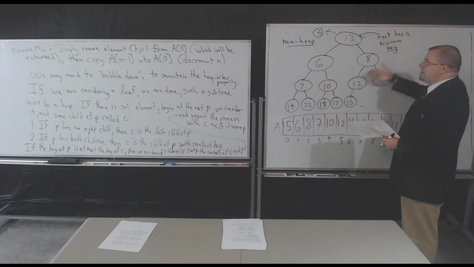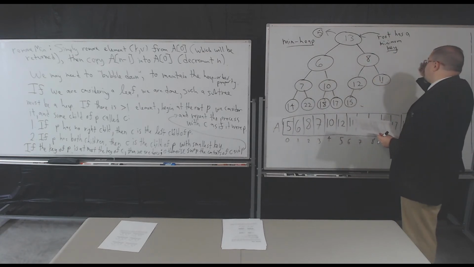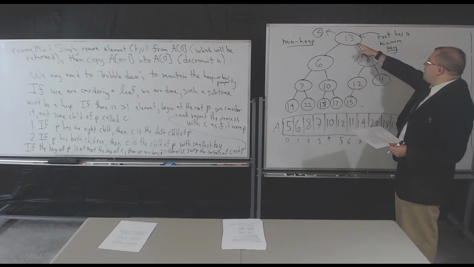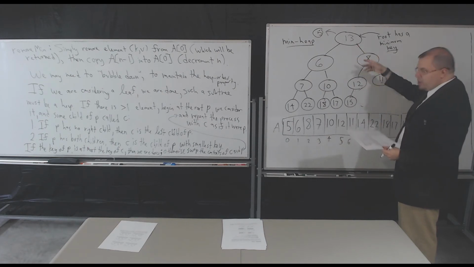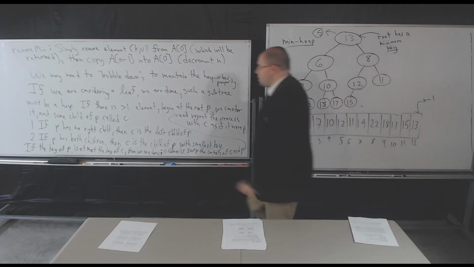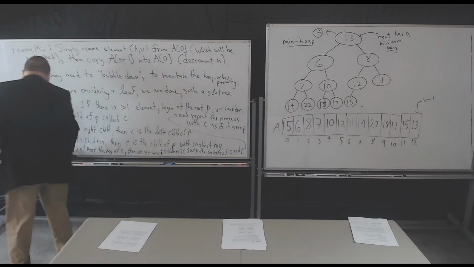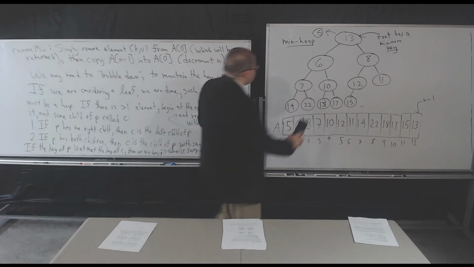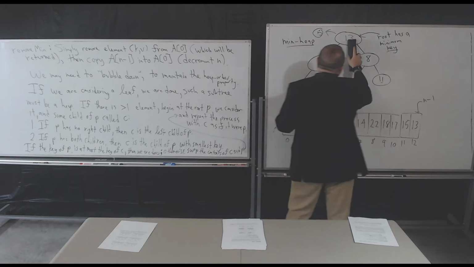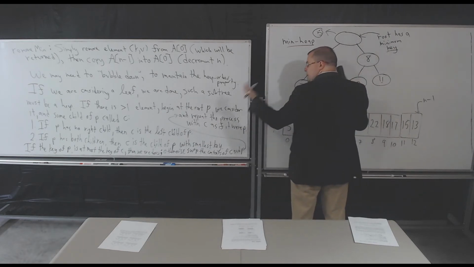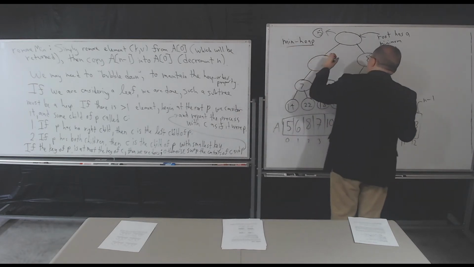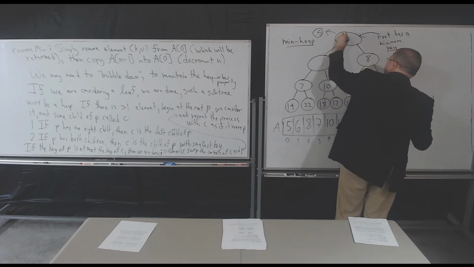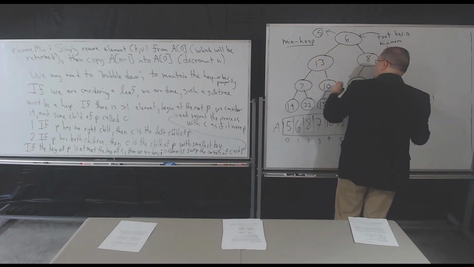So let's look at this and apply this idea here. I have two children. Which one is the smaller one? Because I have both of them. It's 6, like I have established. So I'm going to bubble down. I'm going to use this bubble down procedure. I'm going to perform a swap between 13 and 6. So 6 goes up here, 13 is here.